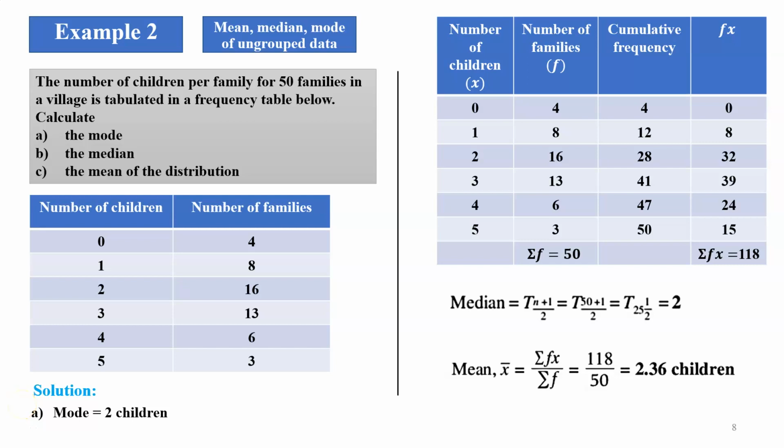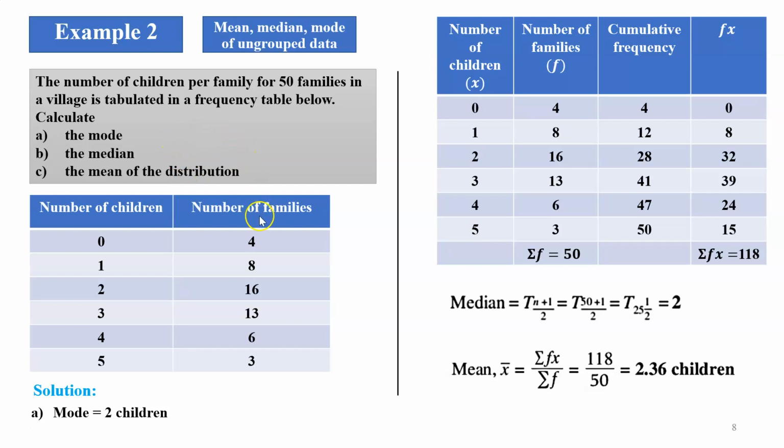Let's see the second example, which covers the mean, median, and mode for ungrouped data. The number of children per family of 50 families in a village is tabulated in the frequency table below. Kita ada 50 keluarga. You need to calculate the mode, median, and mean of the distribution, the three measures of central tendency you have learned just now.